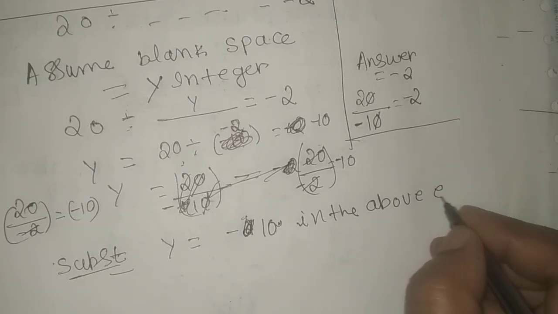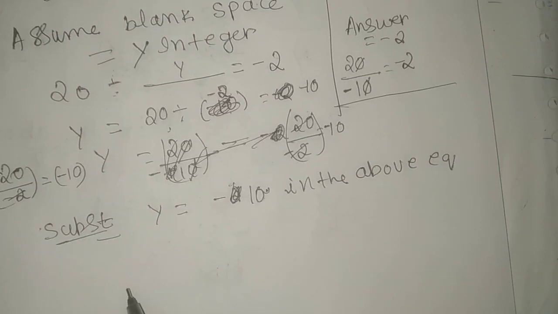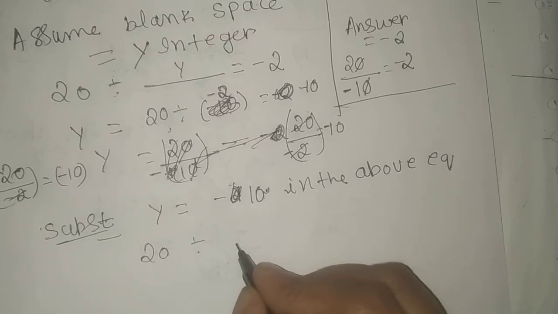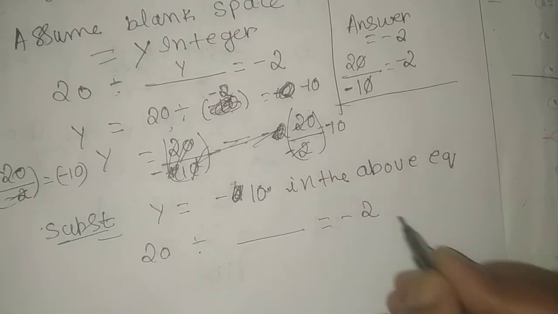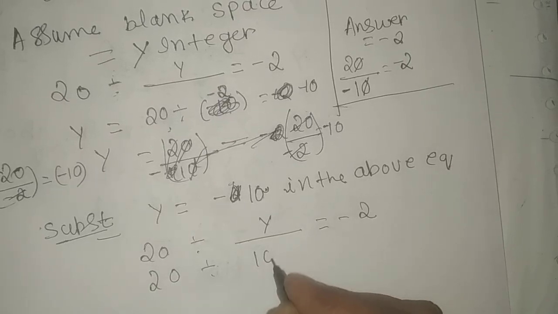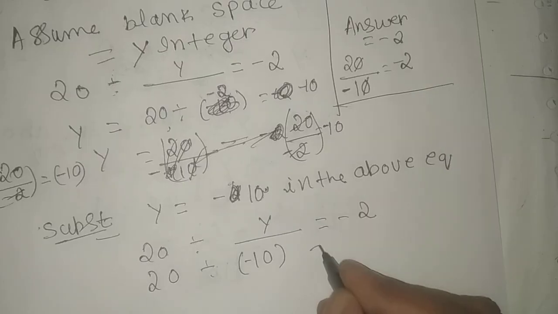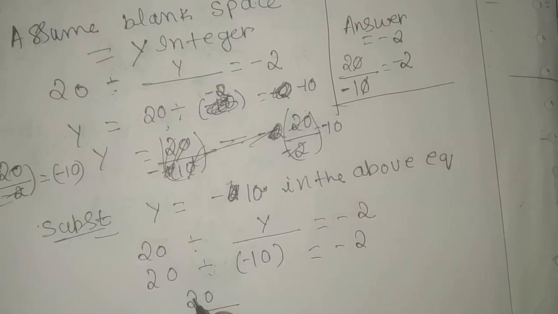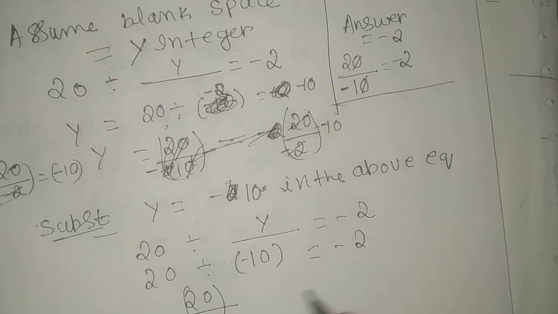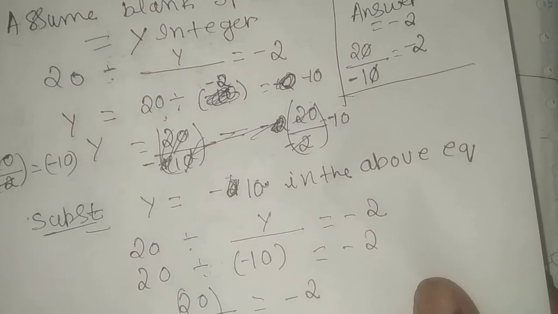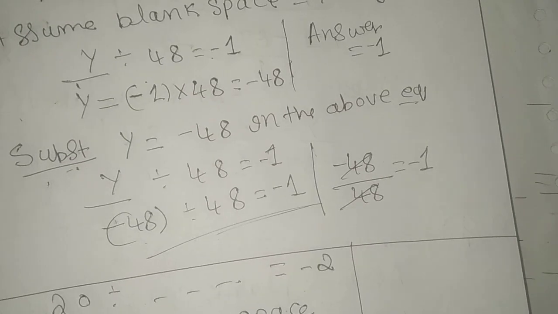Quite confusing, so no worries, it's okay. So 20 divided by blank is equal to minus 2. That is y is 20 divided by 10, that is minus 10, is equal to minus 2. See, 20 divided by minus 10 is equal to minus 2. This is the solution. So we'll continue with the next problem.